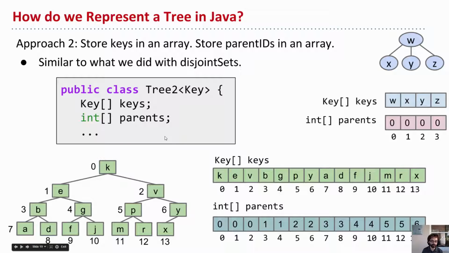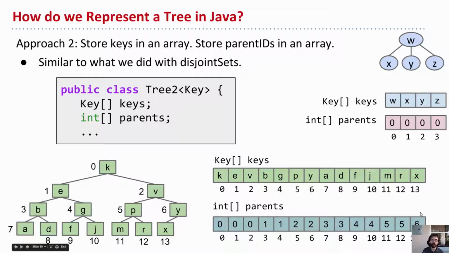This tree, is it complete? Think about that. Yeah, it's complete. And so something funny will happen. If you're trying to represent an approach number 2 tree that is complete, you will always get this pattern: 0, 0, 0, 1, 1, 2, 2, 3, 3, 4, 4, 5, 5, 6.